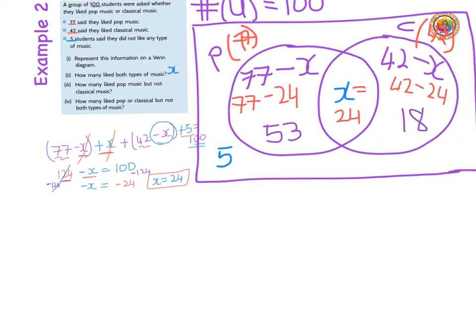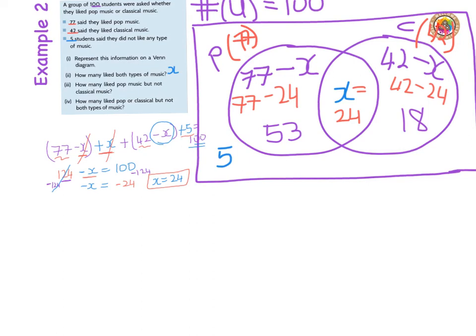And then I just do a very quick little check here at the end. 53 from here plus 24 gives me 77 in total, plus another 18 gives me 95, and 95 plus 5 gives me 100, which is our total amount of elements of the universal set.